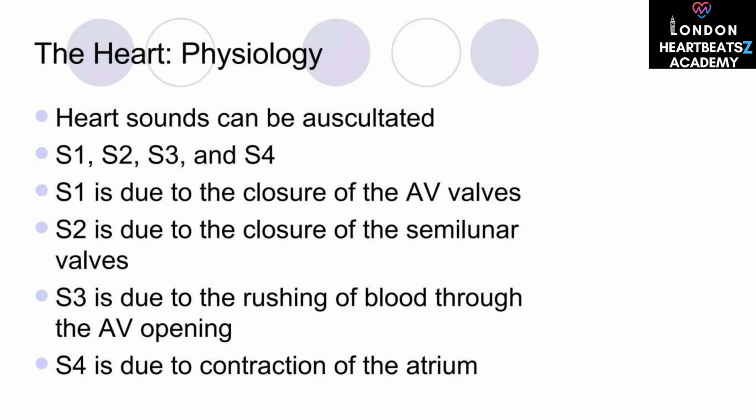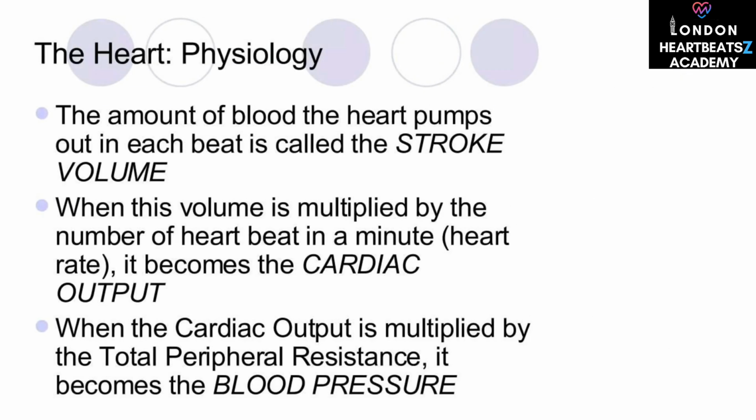Heart sounds, S1 through S4, can be auscultated. S1 is due to AV valve closure, S2 is due to semilunar valve closure, S3 is due to rapid blood rushing, and S4 is due to atrial contraction. Stroke volume is the blood pumped out per beat. Multiplying stroke volume by heart rate yields cardiac output. Cardiac output multiplied by total peripheral resistance gives blood pressure.